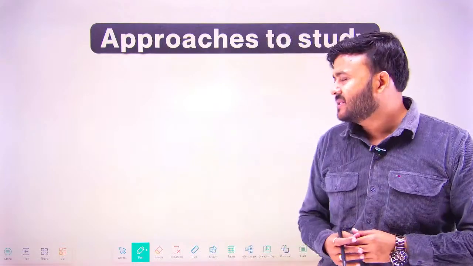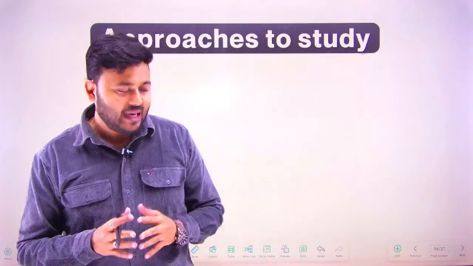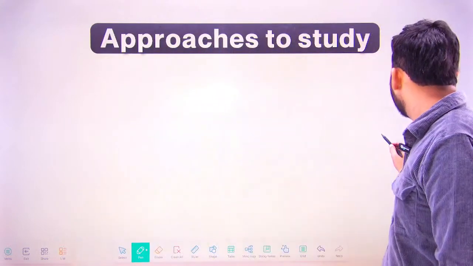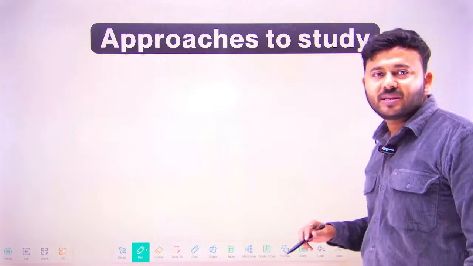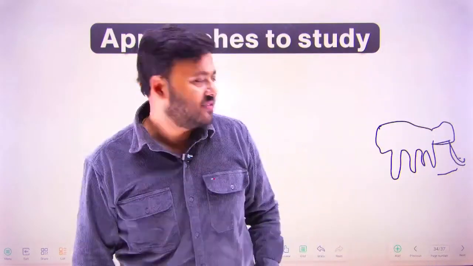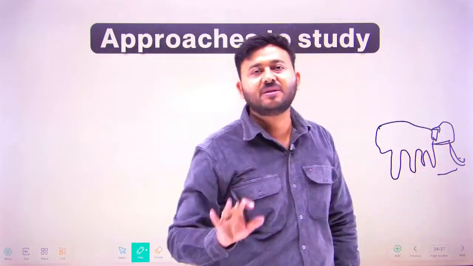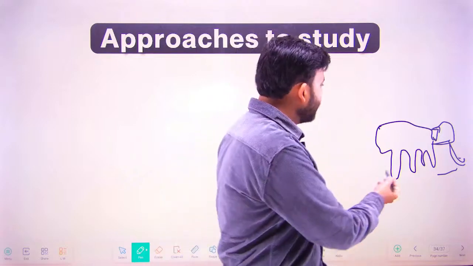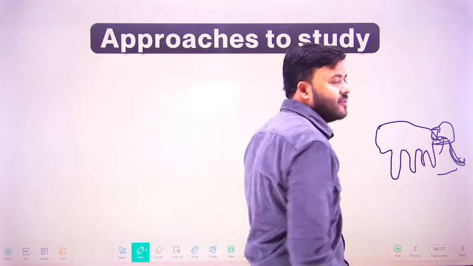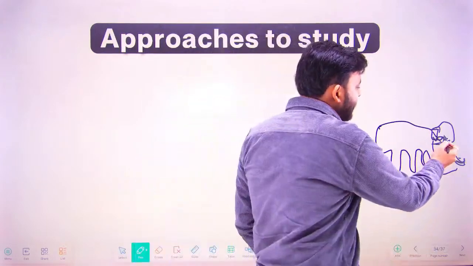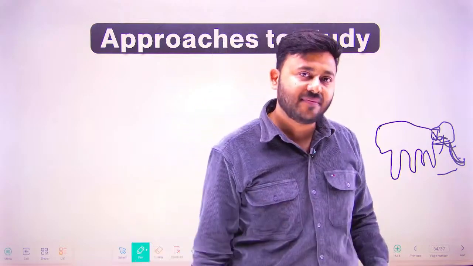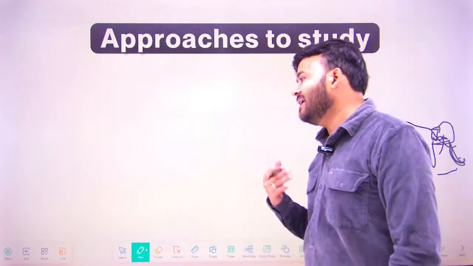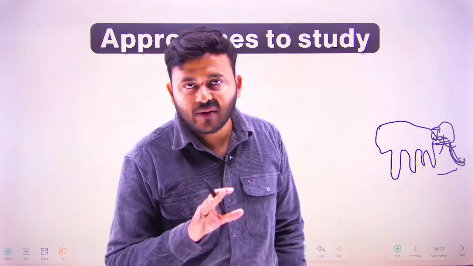Approaches to study again means there must be different perspectives to read a particular situation. Suppose this is an elephant. You ask five blind persons to touch that elephant. Somebody touching the head will feel something different. Someone touching the tusk will have different ideas. Someone looking from the back has a different perspective. So perspective varies. What exactly we perceive is our idea, what our conscience says.